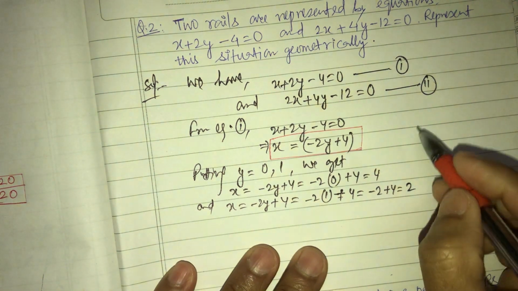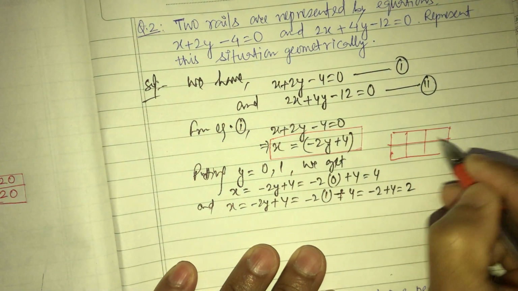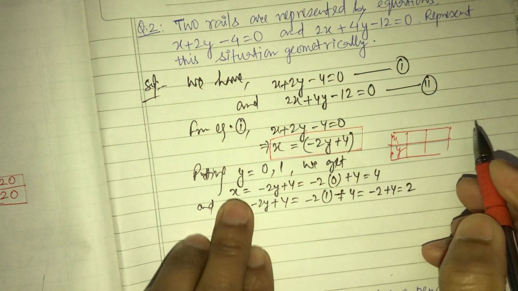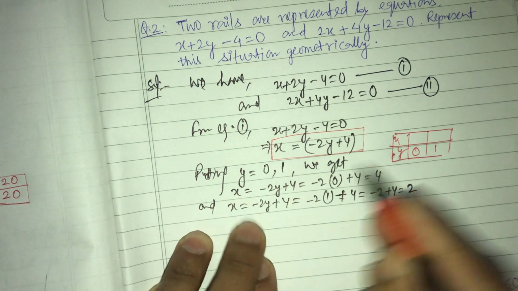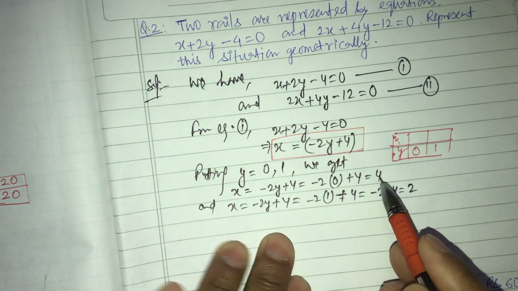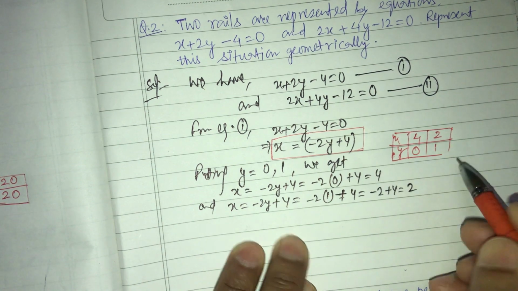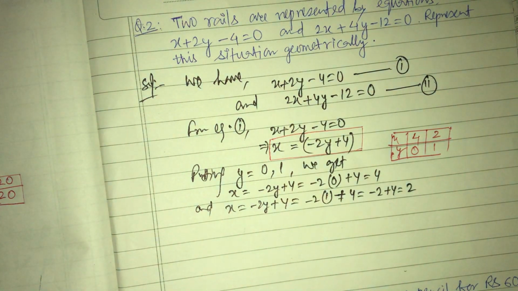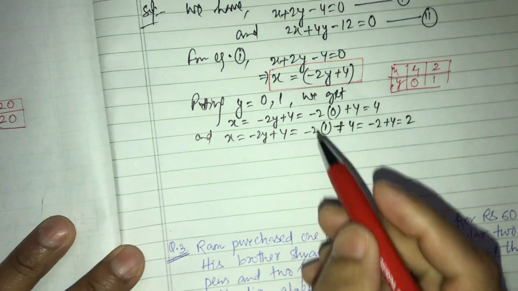Let's make the table. x, y. I assume y is 0 and 1, and the values of x we obtained are 4 and 2. First 4 and then 2. Okay, so the table is ready. Now let's go for the second equation.